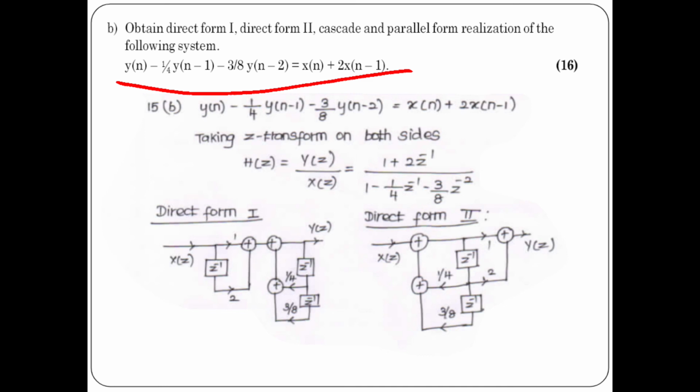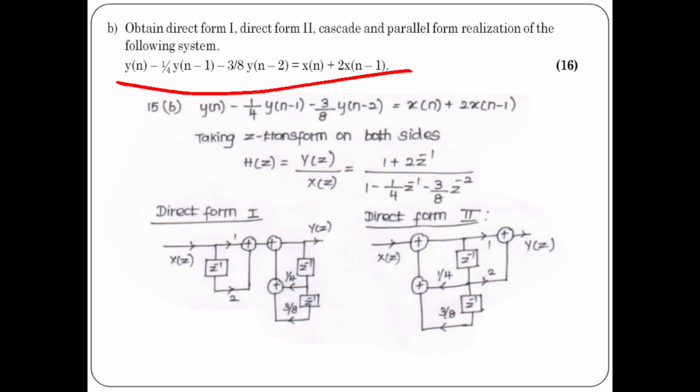This is not a differential equation, in which you have y of n minus 1 by 4 y of n minus 1 minus 3 by 8 y of n minus 2, which is equal to x of n plus 2x of n minus 1. Take the z transform on both sides and find the transfer function H of z, which is equal to Y of z by X of z.